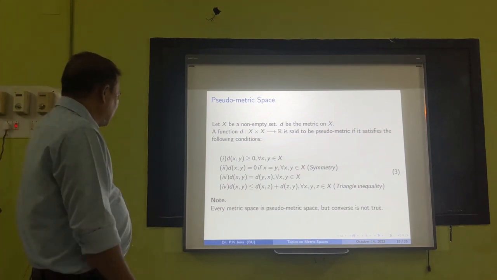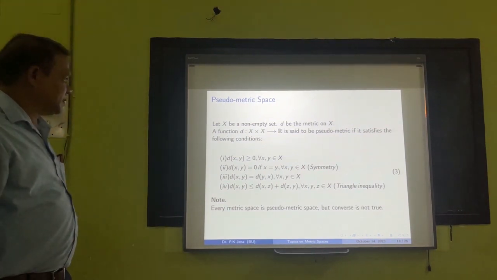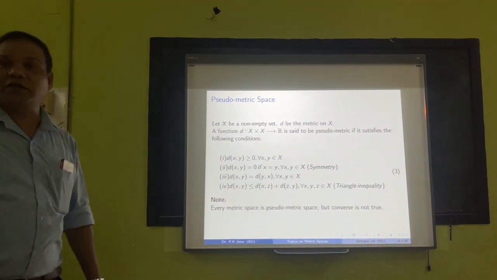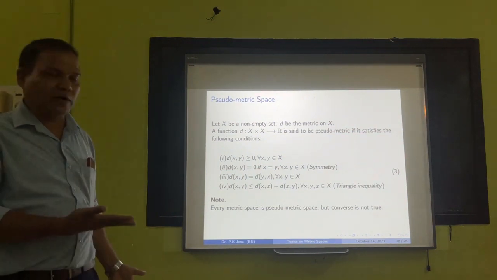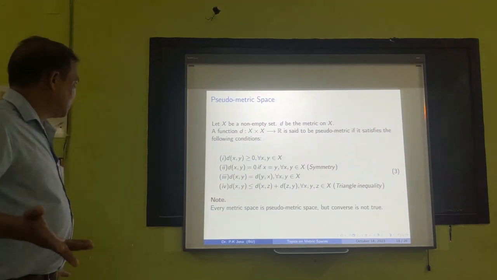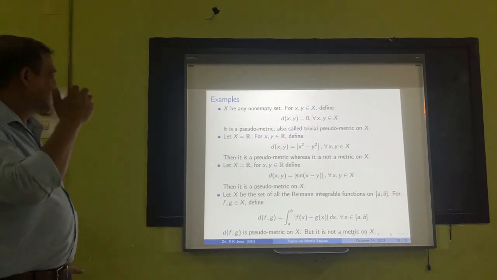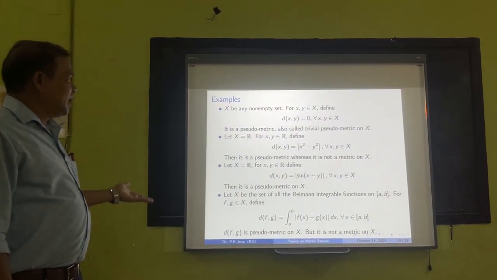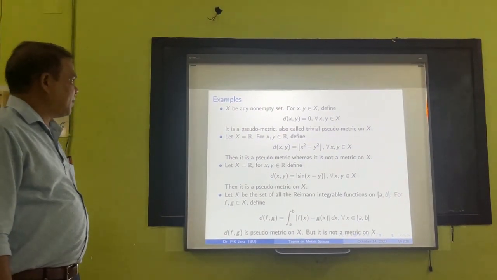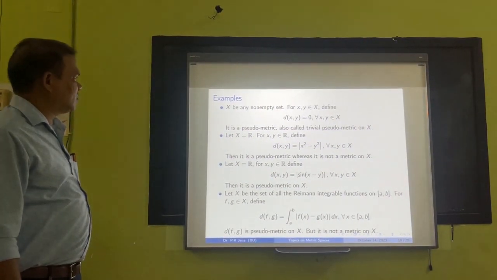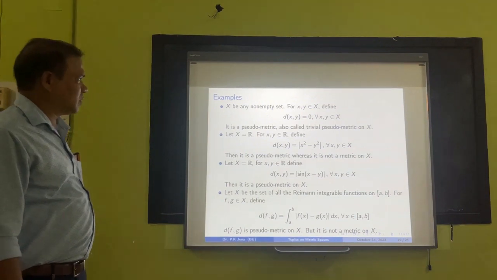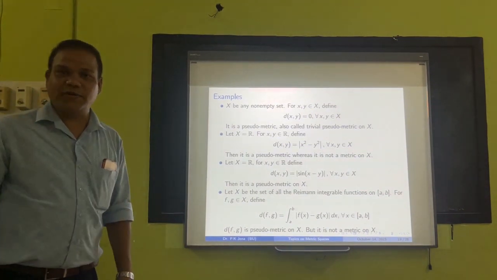We have one remark. Every metric space is a pseudo-metric space, but the converse is not true. There are beautiful examples here. Now we come to the next examples of the pseudo-metric space. Let X be any non-empty set. We define D of x y is 0 for all x, y belonging to X. It is also a pseudo-metric, or trivial metric.